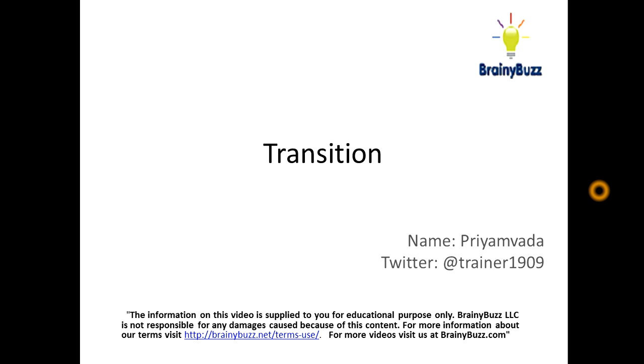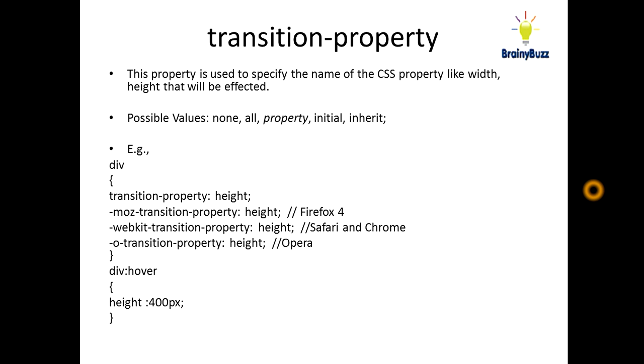So let's start with the transition. First, the transition property is basically used to increase the width or height, or to transition a particular element. Supposing this is the transition property, here we specify the name of the CSS property, like width or height, that will be affected. Possible values are none, all, property, initial, inherit.